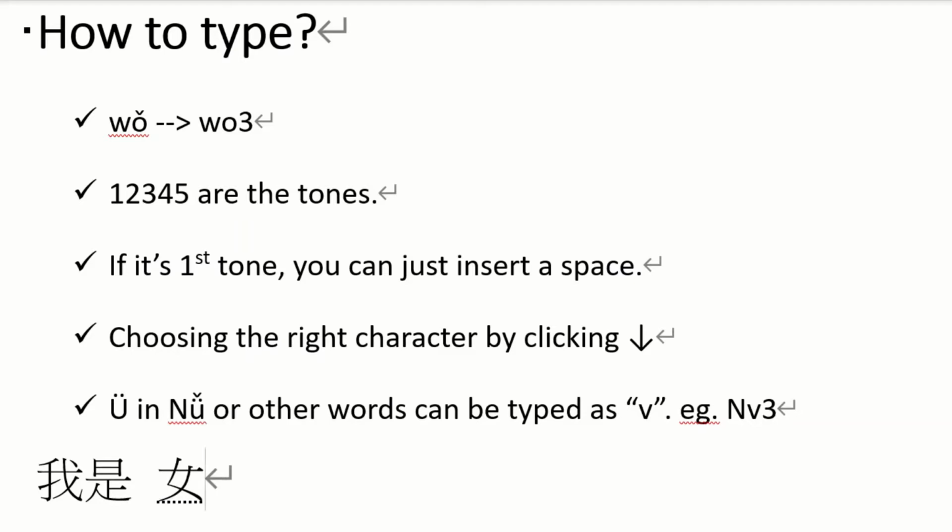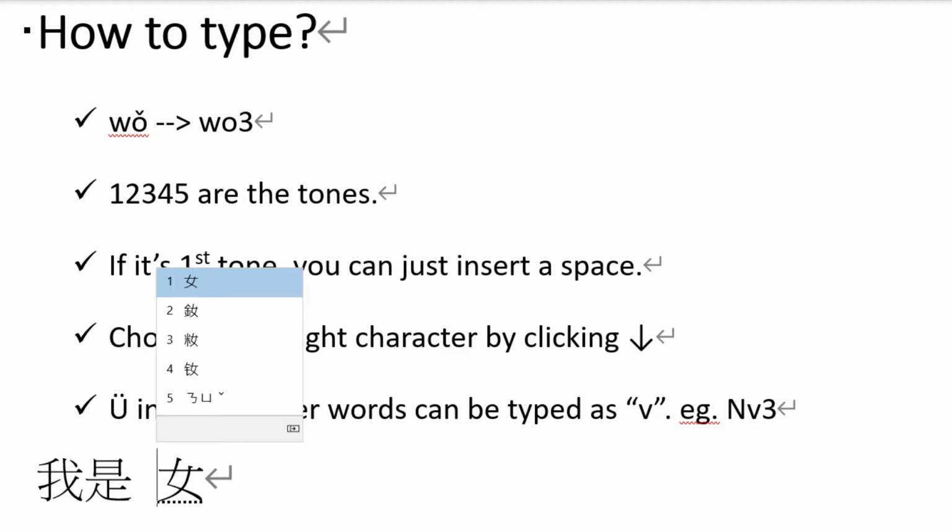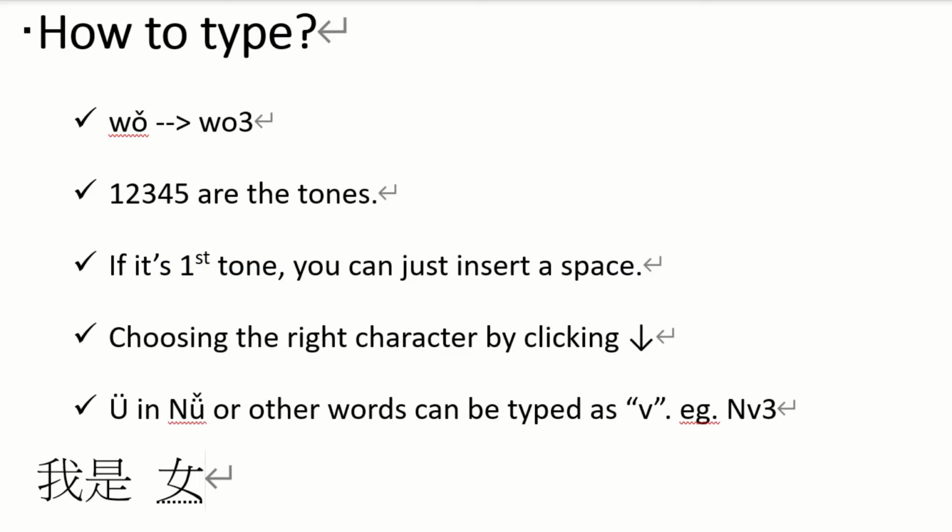You see that? Again, if you want to choose other characters with the same pinyin syllable, you just click the button to go down and simply choose the character you want. Click it, then click enter, and you finish. So it's very easy, right? It's not as difficult as you think. Is there any doubt about typing these characters? If not, let's have some exercise.